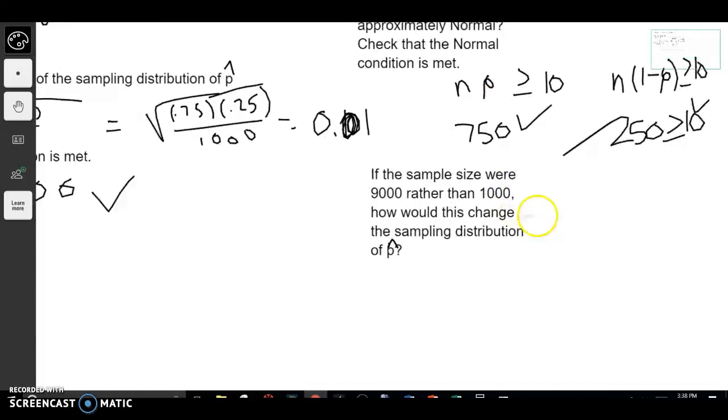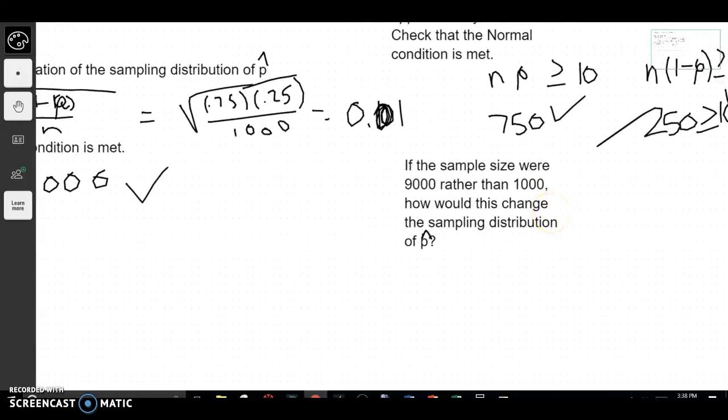Now their last question is, what if we change the sample size? So instead of 1,000, we use 9,000. Again, the first thing we want to check is, does the 10% rule still apply? Well, I'm pretty sure that there are more than 90,000 people that watch this, so our population is definitely bigger than that 10%, so we're good there.